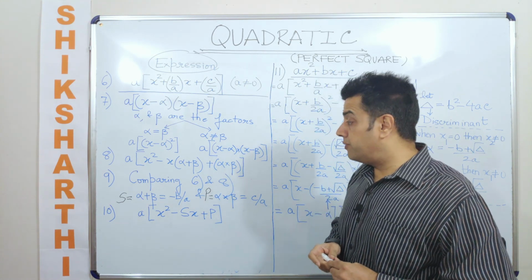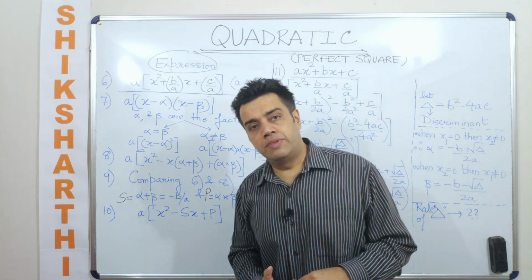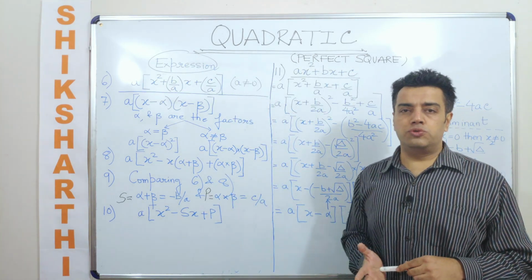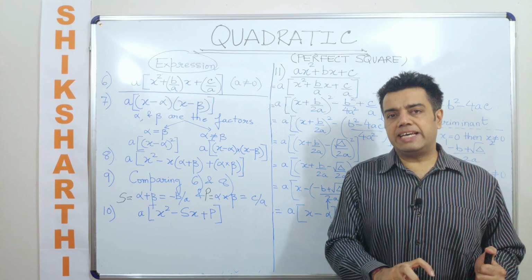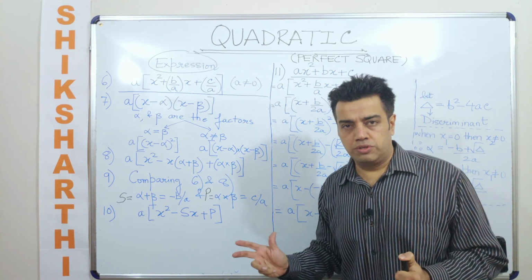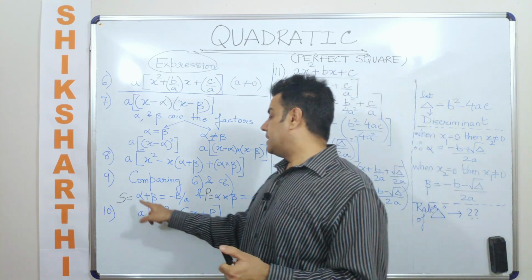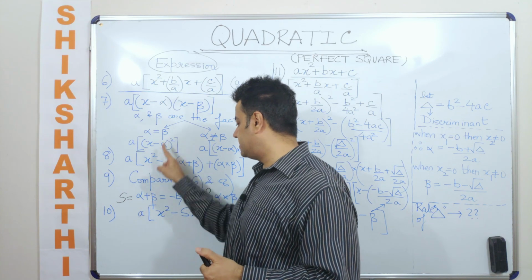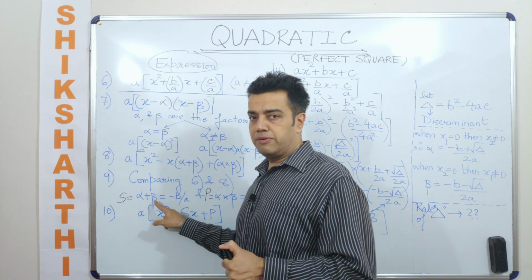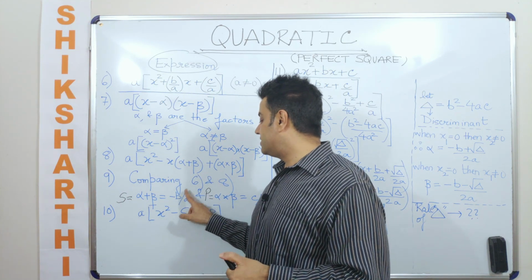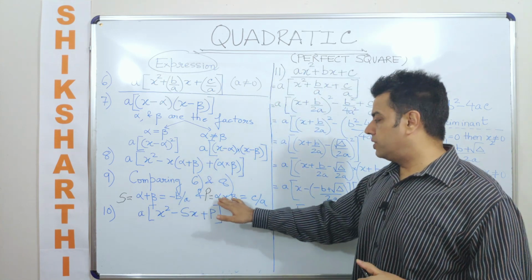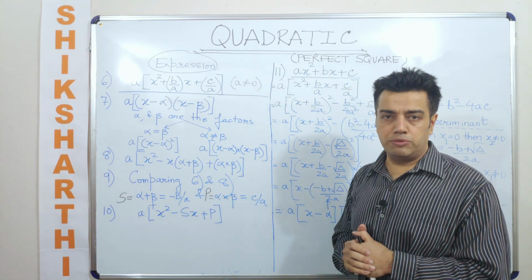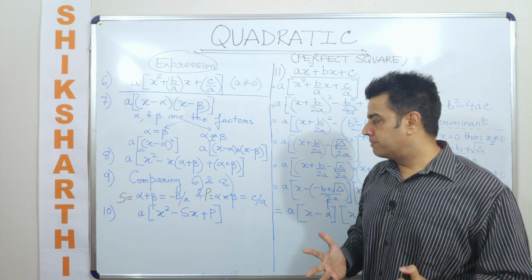So the sum of the factors here, because I would use the terminology roots only when the quadratic expression is equated to 0. So coming back, the sum of the given factors here would be how much? Alpha plus beta, which is nothing but minus b by a. And the product is nothing but alpha into beta, which is c by a.